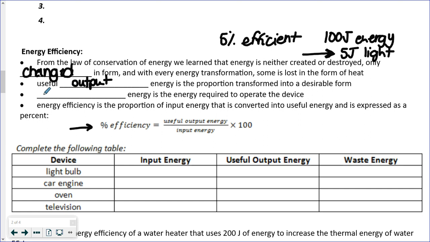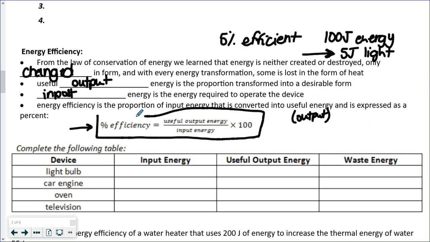The input is the energy required to operate the device. So what you're putting into the device, the machine, whatever's plugged in, whatever it is. So energy efficiency is the proportion of input energy that is converted into useful energy. So that's your output. And it's expressed as a percent. So this is our formula for this one. So percent efficiency is equal to useful output energy divided by input energy multiplied by 100 to get it as a percentage.